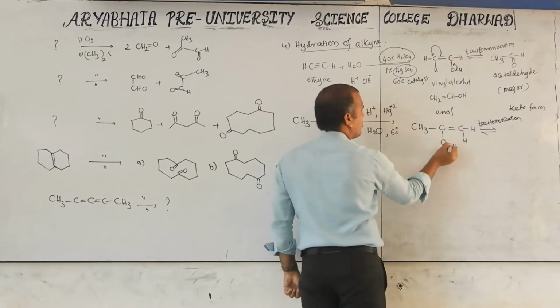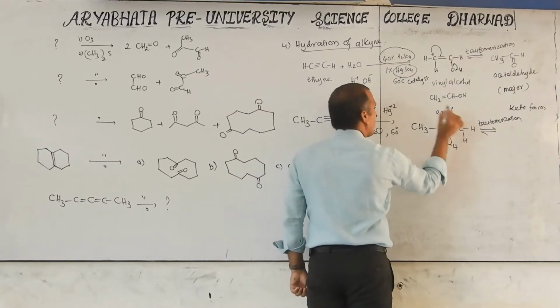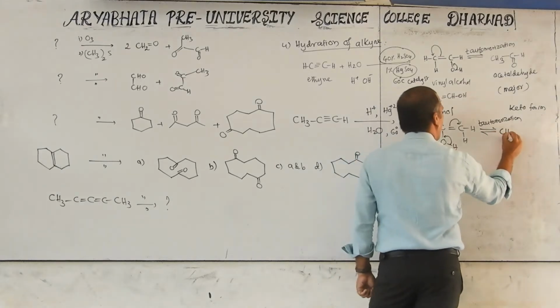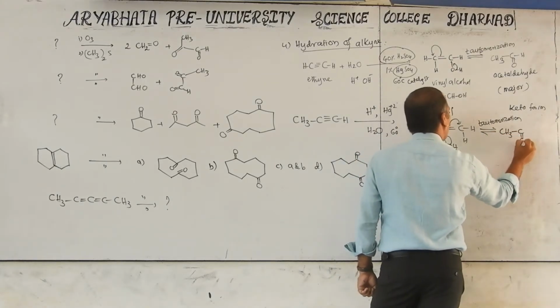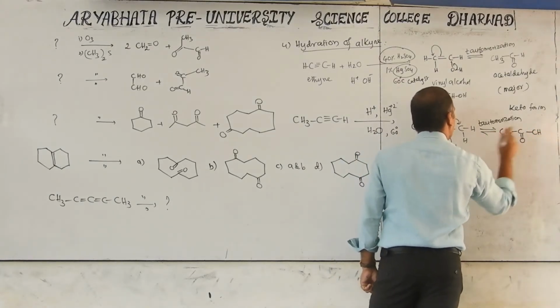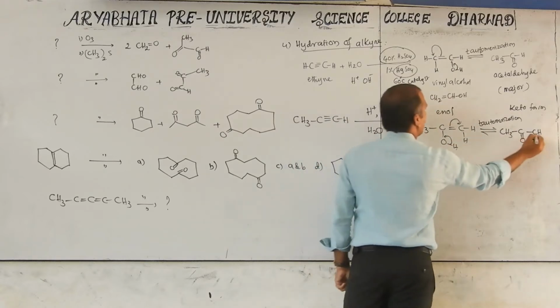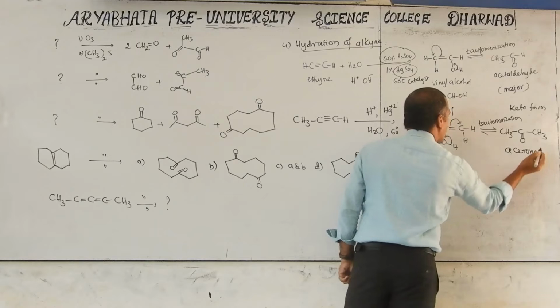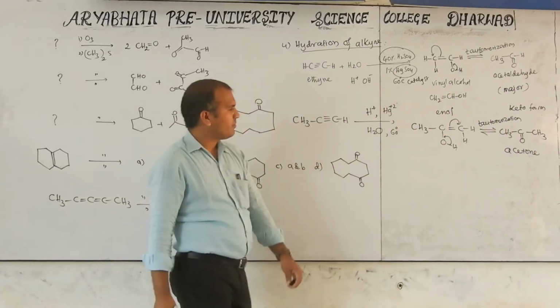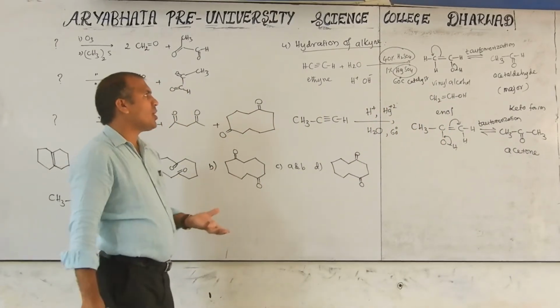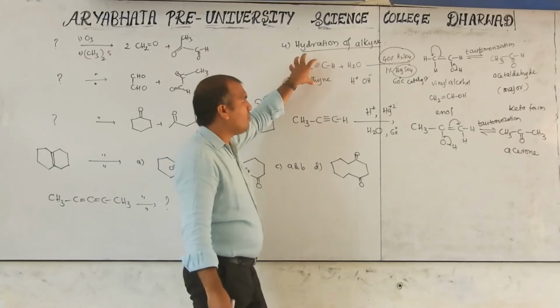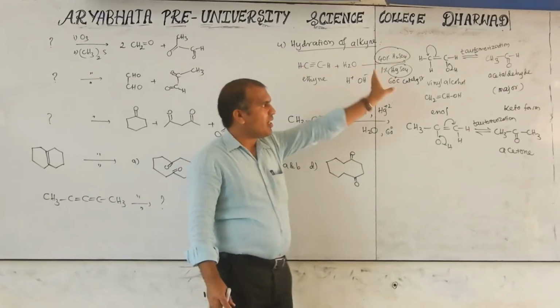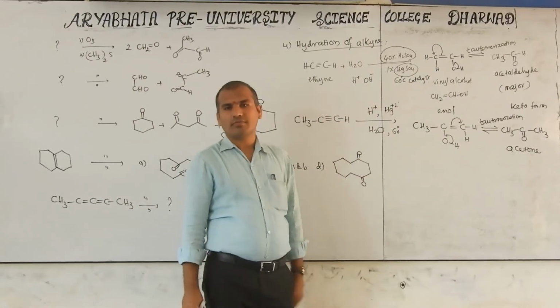Now carefully observe, this H will be bonded here. Then we get CH3, C, double bond O, CH2, and this H is converted to CH3. What do you call this? Acetone. Then based on this, what did you conclude? Only this basic alkyne gives the aldehyde, and all the remaining give the ketone.